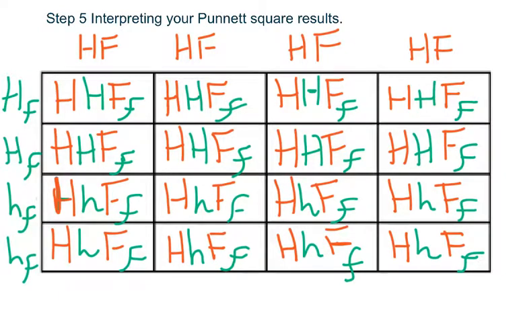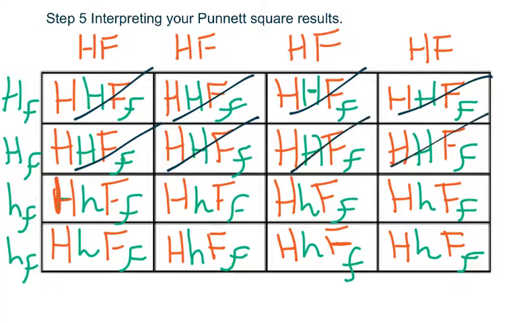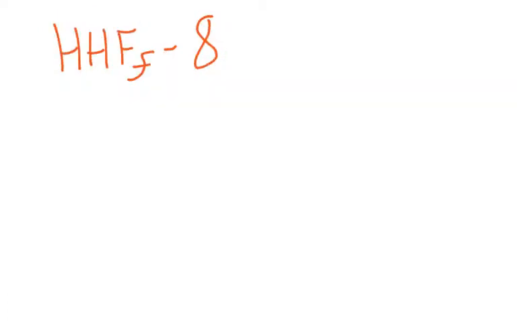The first thing I would do is start from the top left box and write down that genotype, and then count how many there are. So in this case, if we start with big H, big F, little f, there's 1, 2, 3, 4, 5, 6, 7, 8 of those. And I literally would write it down just like this.